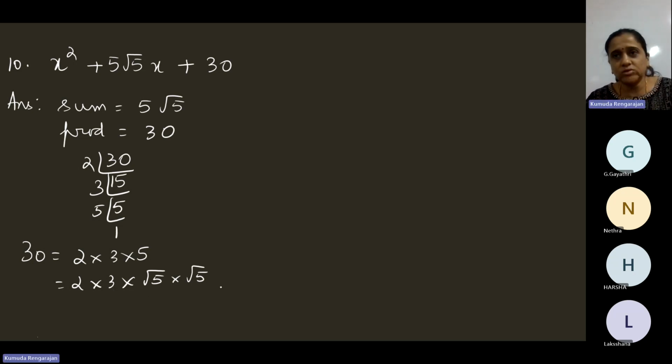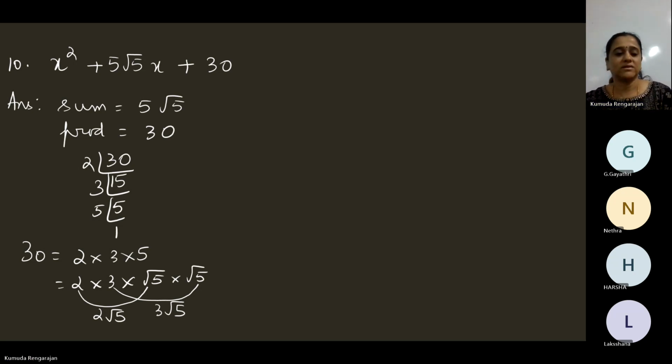So you should make use of all these factors you see here. The two numbers are 2 root 5 and 3 root 5. 2 into root 5 is 2 root 5, and 3 into root 5 is 3 root 5. What's the sum? 3 root 5 plus 2 root 5 is 5 root 5. That's the sum. And the product, you multiply, you will get 30 because they are the factors of 30.